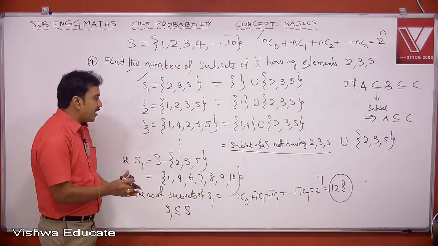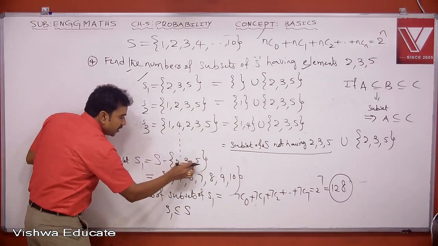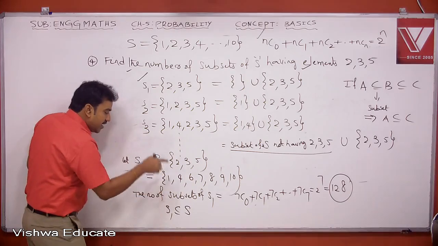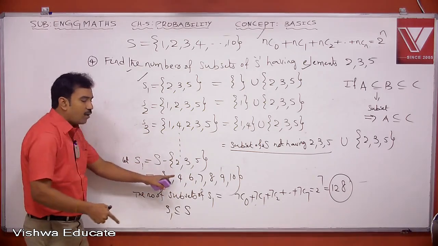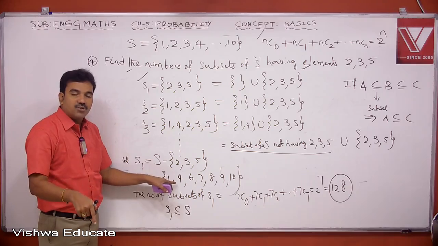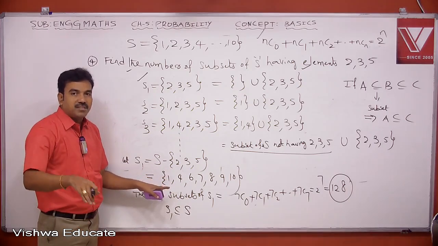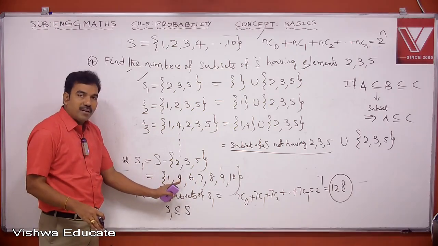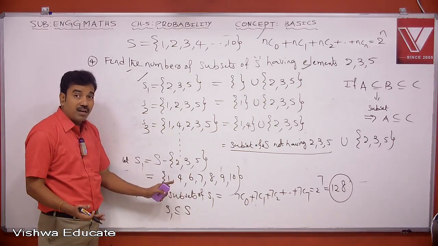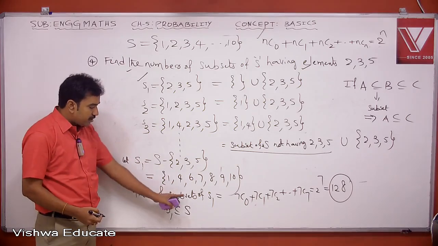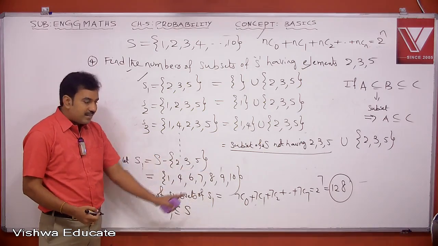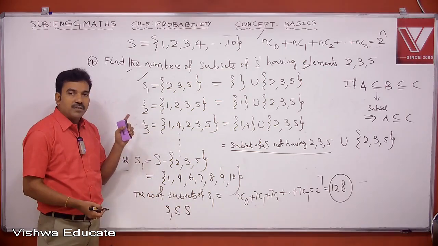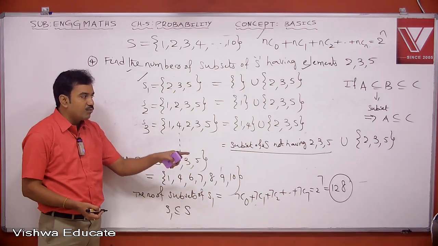Why did we get 128? I am subtracting 2, 3, 5 from S, so S1 contains only 7 elements. In the set S1 itself, we don't have 2, 3, 5. If the original set does not have 2, 3, 5, how can its subsets contain 2, 3, 5? Automatically, none of the subsets of S1 contain 2, 3, 5. So the 128 subsets of S1 are again subsets of S not containing 2, 3, 5. Therefore, the total number of subsets of S not having 2, 3, 5 is 128.